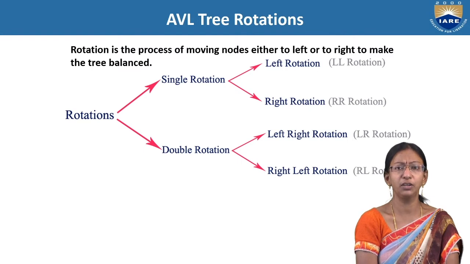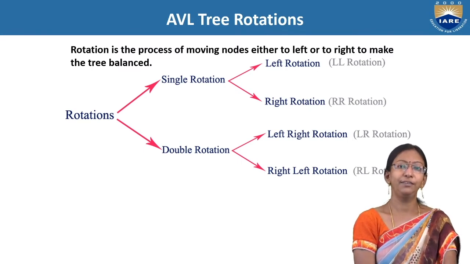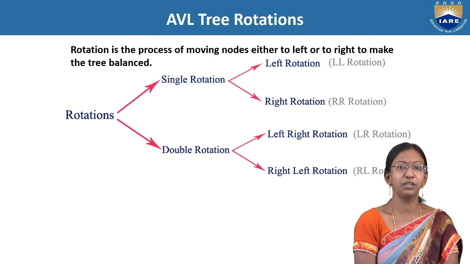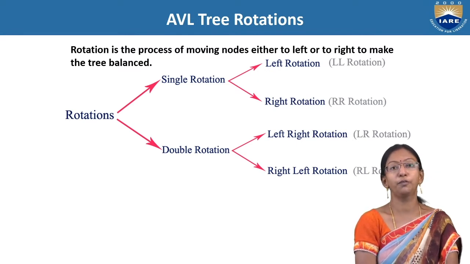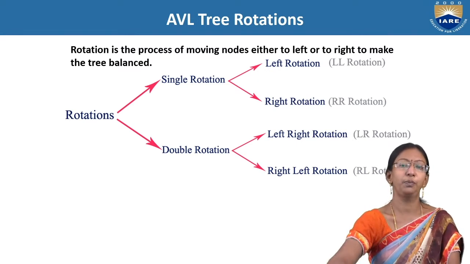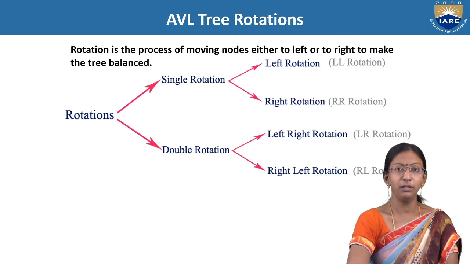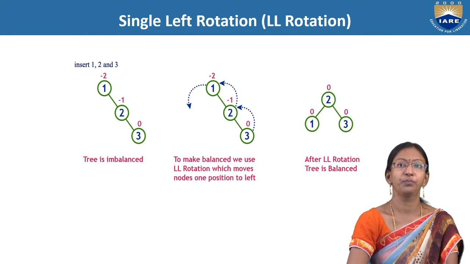Coming to double rotation, we have to take two steps. First of all, do the left and right rotation, or right and left rotation. On which node we are going to perform these operations, I'll explain with the example, one rotation at a time. Have a look at it for the first one.